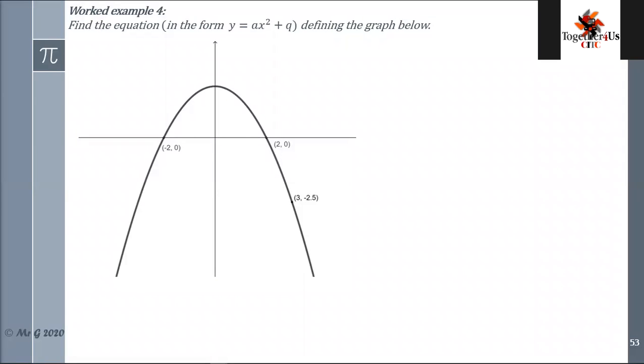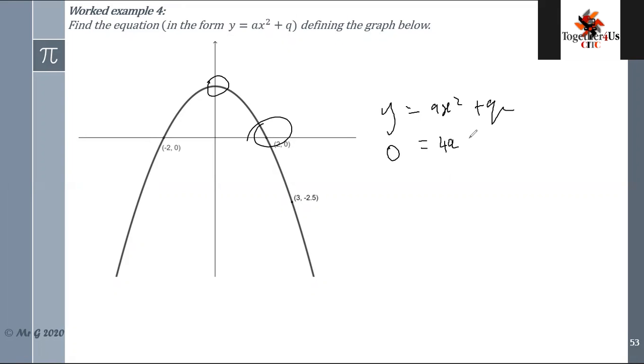Another example, and of course this is a different case. Same story, we've got to find the equation defining this graph, and guess what? Here we are not given q, but we are given 3 points at least, okay? So we don't really know what that point is, so we've got some bit of work to do here. So let's see what we can do. We know the form is y equals ax squared plus q. So I'm going to substitute one of the points. I'll take 2 and 0 for now, and obviously y is 0, so if y is 0, and I substitute there, I'm going to have 4a plus q.